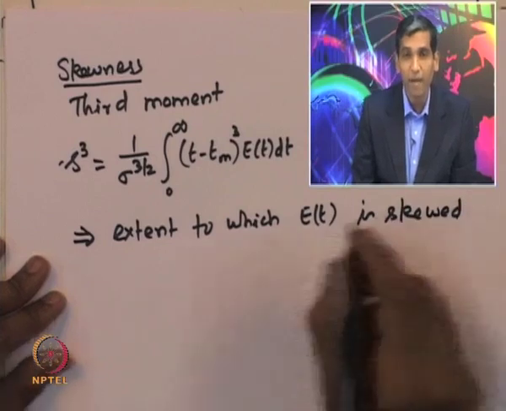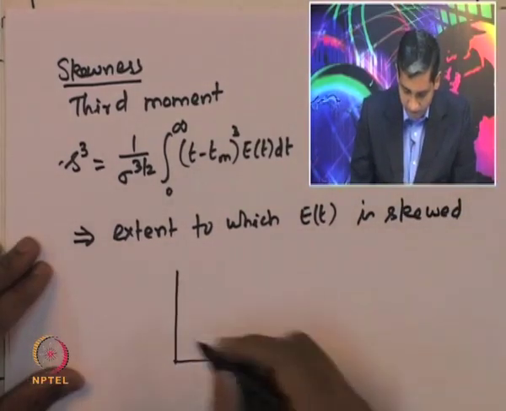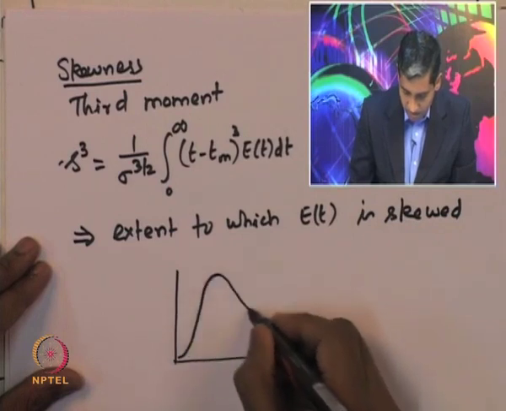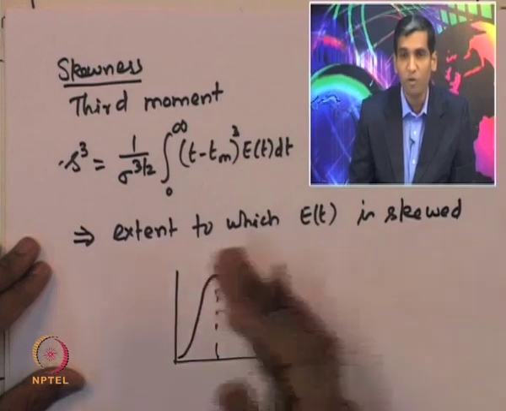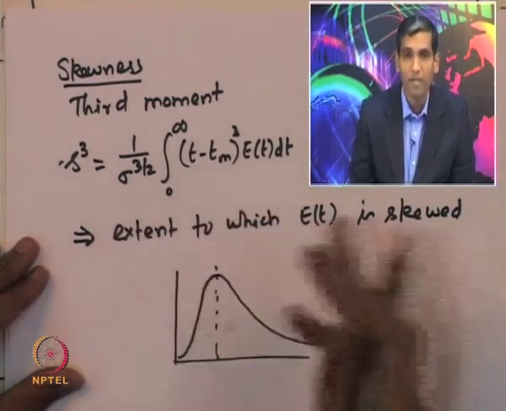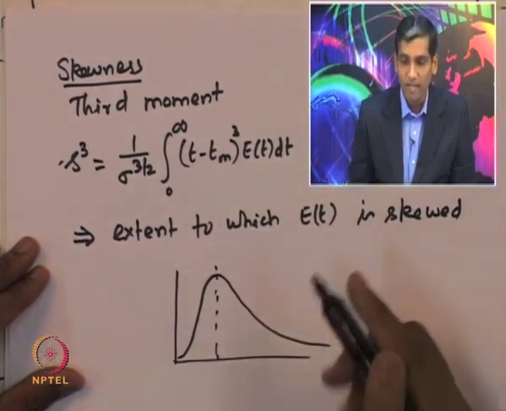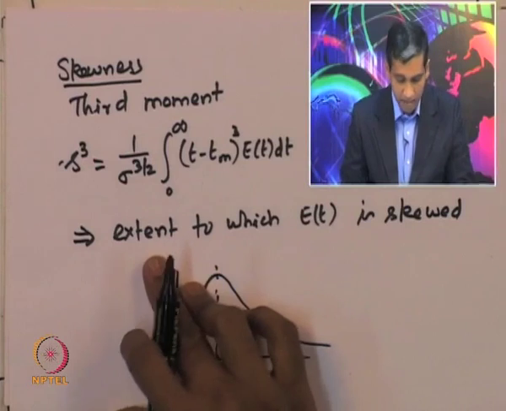Remember that it may be skewed in either direction. So, for example, if the residence time distribution looks like this, then it is skewed to the right hand side of the mean. So, the skewness essentially says how skewed the distribution is with respect to the mean of the distribution itself.